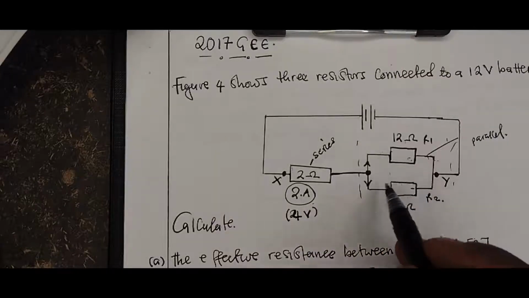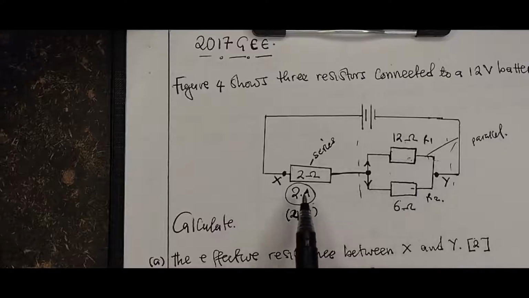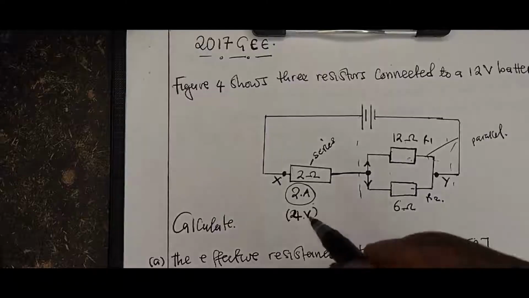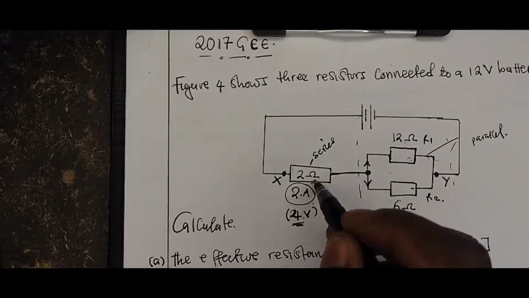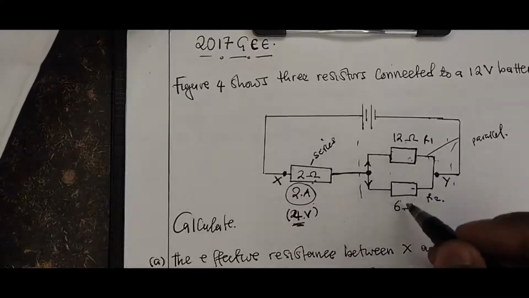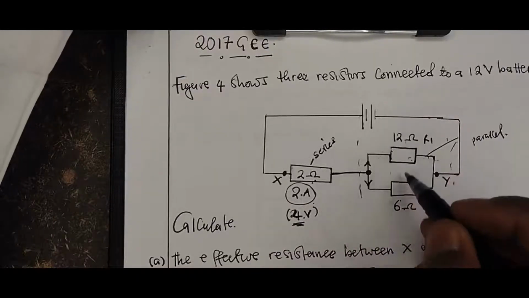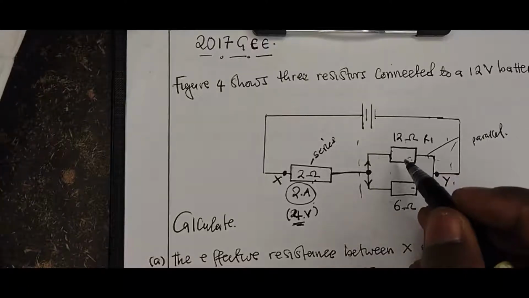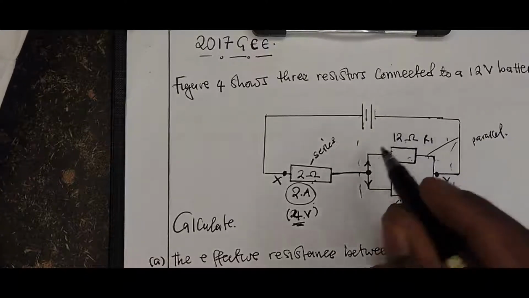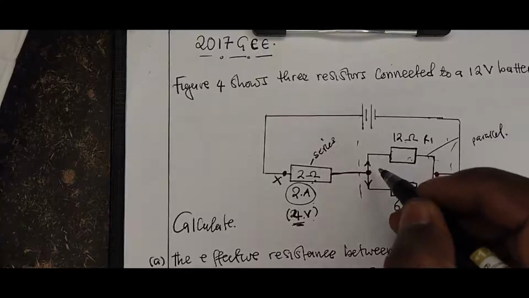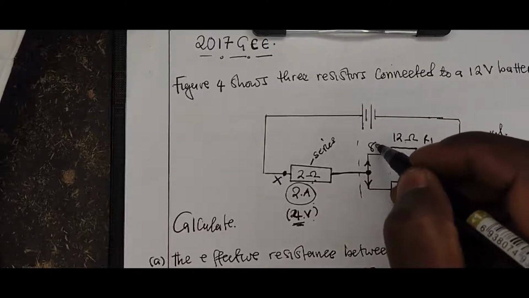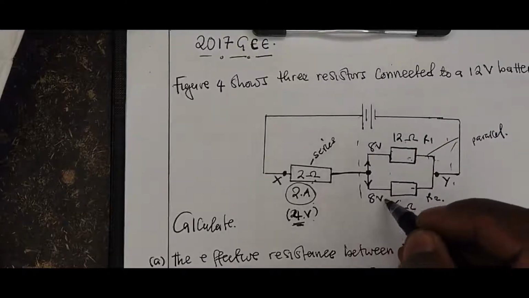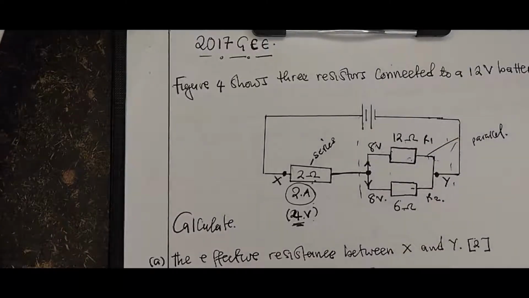Now, the voltage in series is shared, but the current is the same. So now, when this voltage flows through 2 ohms, the remaining is the one that flows through the 2 resistors. Therefore, we are going to subtract 12 minus 4, giving us the voltage passing through all these 2 to be 8 volts. Even here 8 volts, since voltage in parallel is the same.